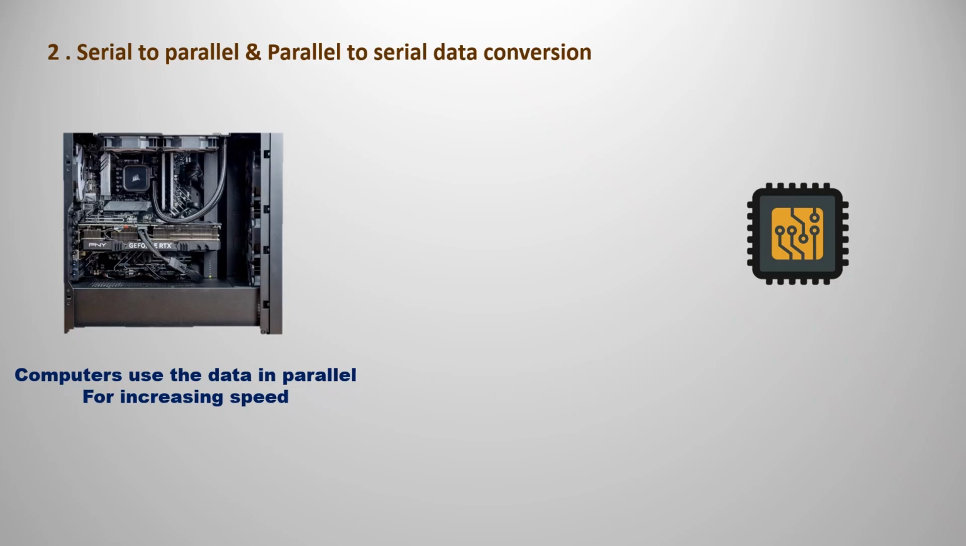The next and very important application of shift registers is serial to parallel and parallel to serial data conversion. Let us understand what that means. Generally our computers use data in parallel mode so that they can increase speed. With more lines working at a time, it reduces the time delay also. In 1 clock cycle the whole parallel output can be generated if you use it in computers.